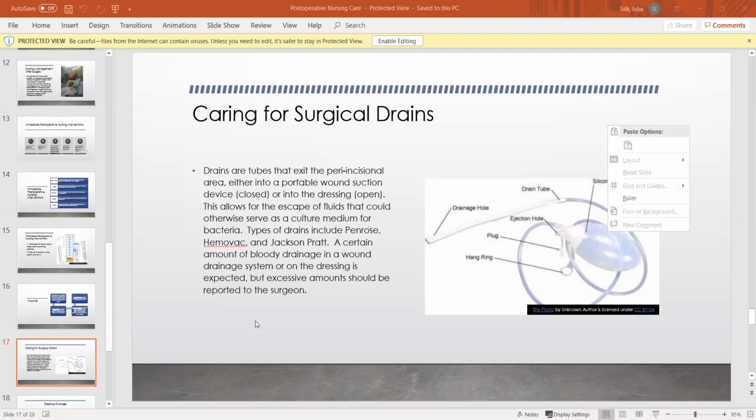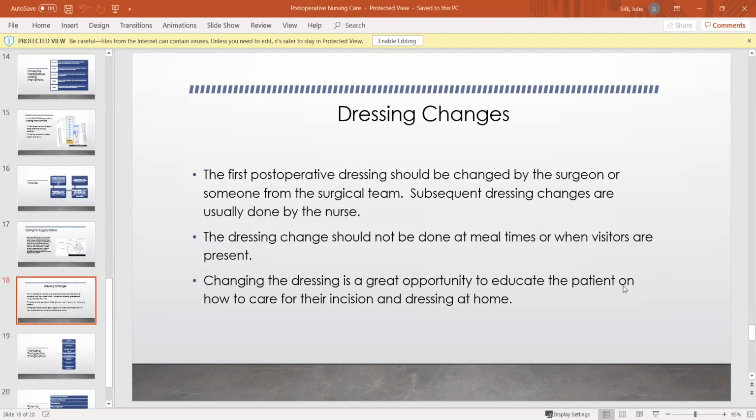The other thing you would do when they come to the floor, if their dressing around their drain is messed up, you would change that and make sure it's not wet or soiled. Now, as far as the surgical dressing, that's a different story. The surgical dressing, you need to keep and leave it there. So if this drain has to do with the surgical dressing, you wouldn't change it, you would just reinforce.